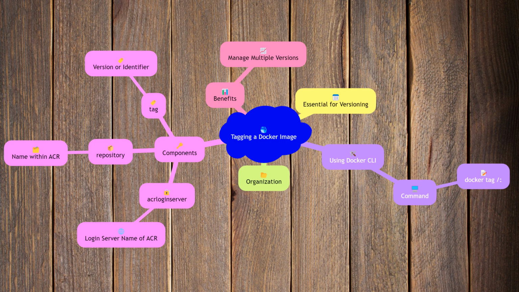Tagging a Docker image is essential for versioning and organization. To tag an image for ACR, use the Docker CLI with the command docker tag image-name ACR-login-server/repository:tag. The ACR-login-server is the login server name of your Azure Container Registry. Repository is the name of the repository within ACR, and tag is the version or identifier for the image. Proper tagging helps in managing multiple versions of an image.